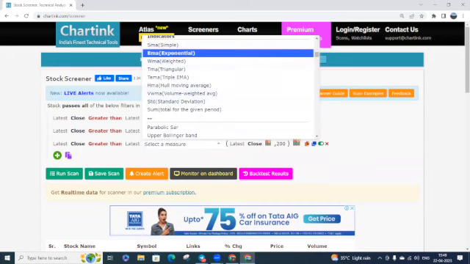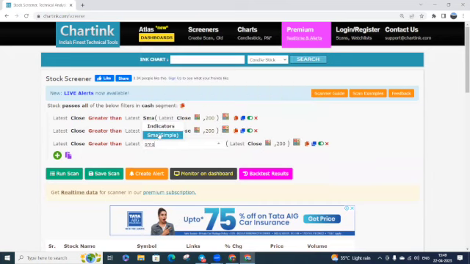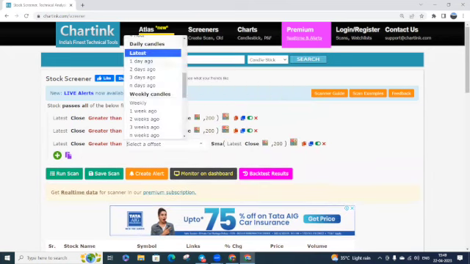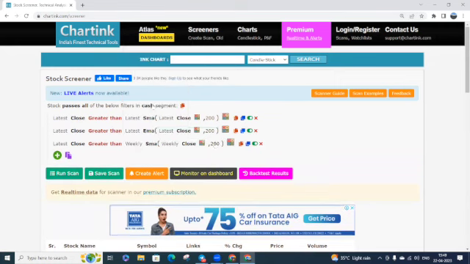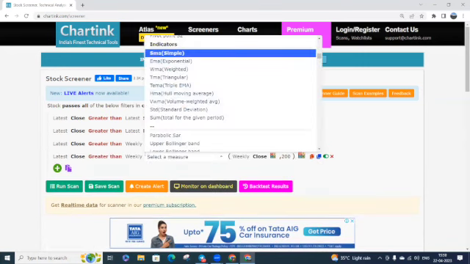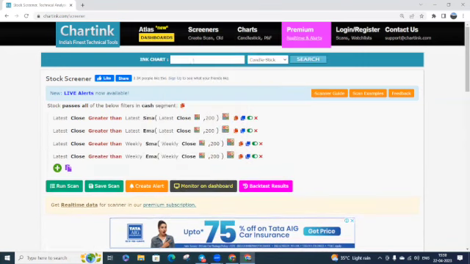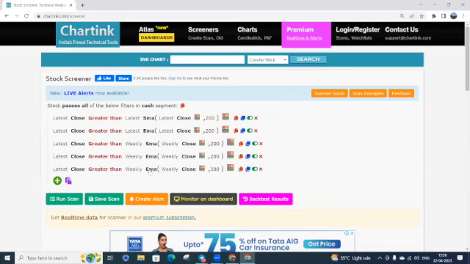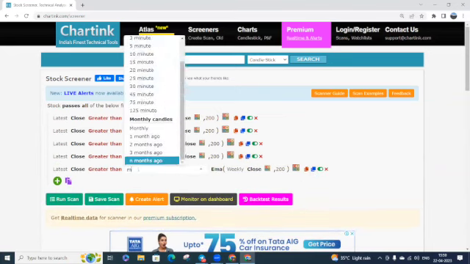This is the May. I'm going to do the weekly. I'm going to do the weekly close. Okay, I'm going to duplicate it. I'm going to do it EMA close. And then I need a monthly. Okay, so I took EMA on the monthly. Okay, I'll take it on monthly.